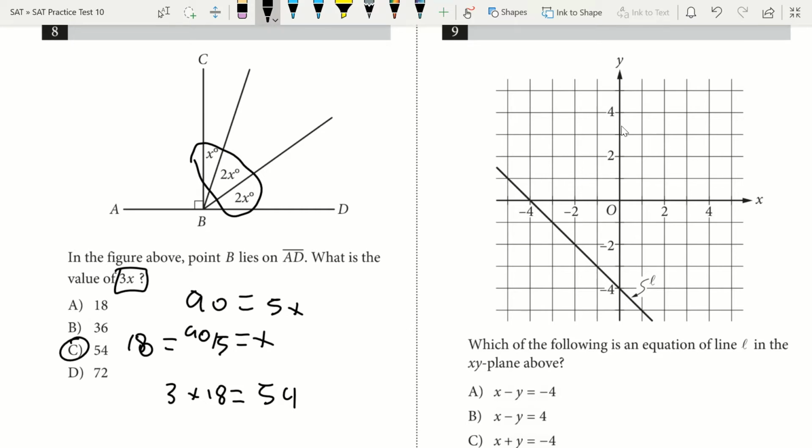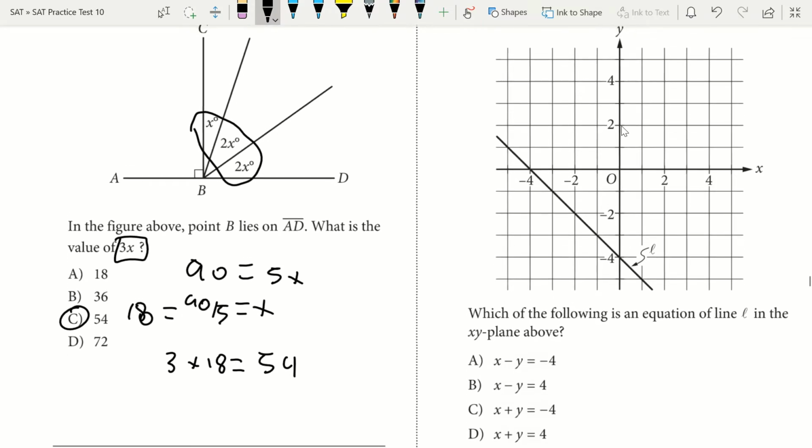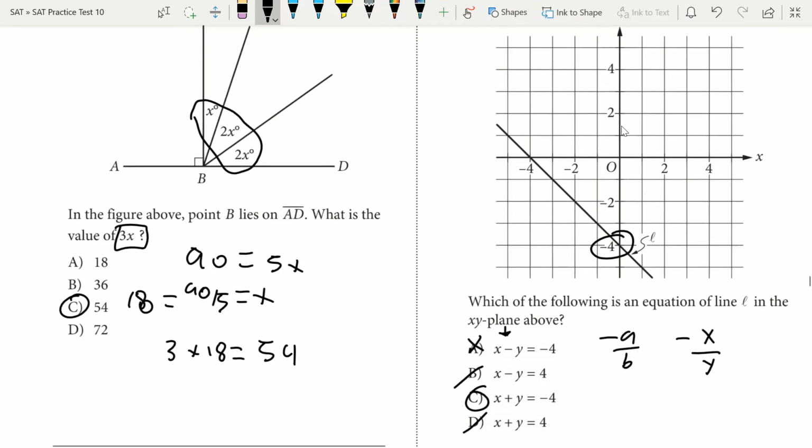Alright, question 9. Which of the following is an equation of line L in the xy plane above? Alright, well I see that my y-intercept is negative 4. So I can go ahead and get rid of B and D. Now my slope I see is negative 1 because I go down 1 and over 1. So my slope when I'm in standard form like this, it's going to be negative A over B, where A is x and B is y. So my slope I know is negative 1, so I have to have that negative x over y. So I look for an equation that has x plus y, because then I'm going to have that negative x over y. Y is going to be positive, so that right there will give me my answer as C.